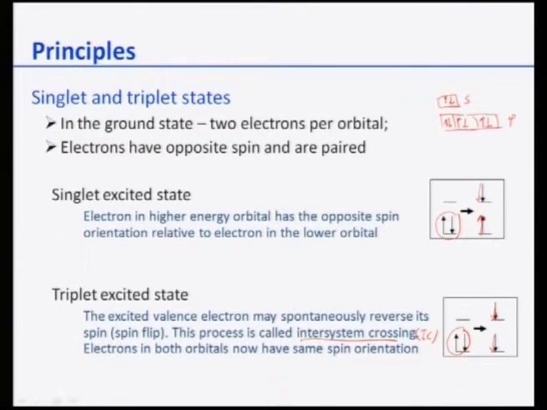So, the electrons in both orbitals now have the same spin orientation. Therefore, in the triplet excited state, electrons in both the high energy and low energy orbitals have the same spin orientation. On the other hand, singlet states have different orientations. So, you must remember this. Well, now how do we explain this fluorescence and phosphorescence behavior in terms of energy level diagrams?